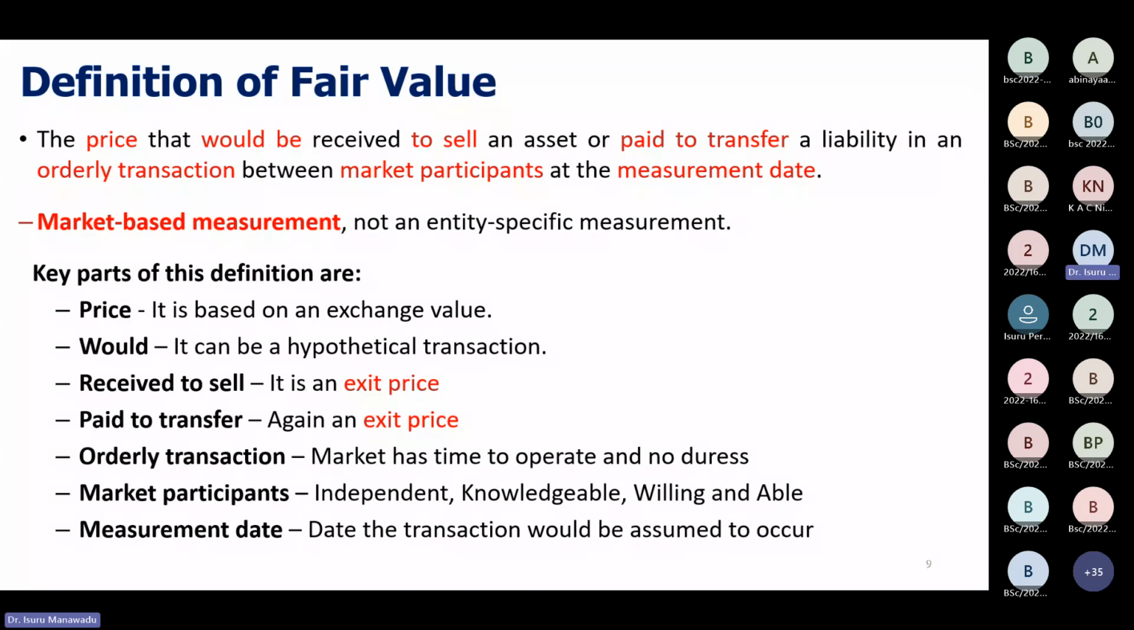Not independent. You are selling to your dependents. Dependence in the sense of something like that. Try to understand what I'm trying to say. Market participants should be independent, knowledgeable, willing and able. Both parties should be willing.